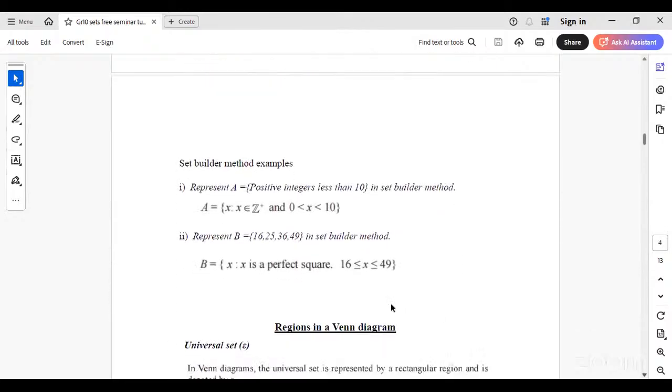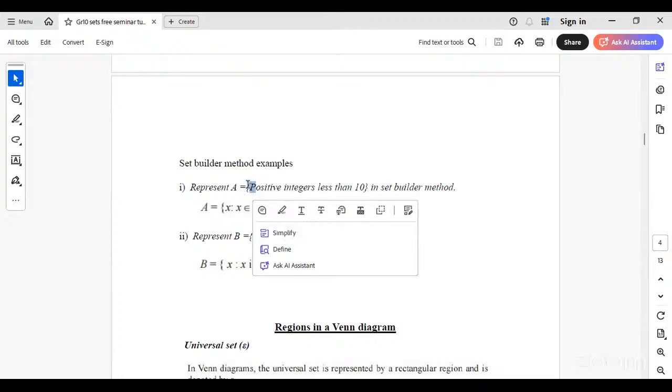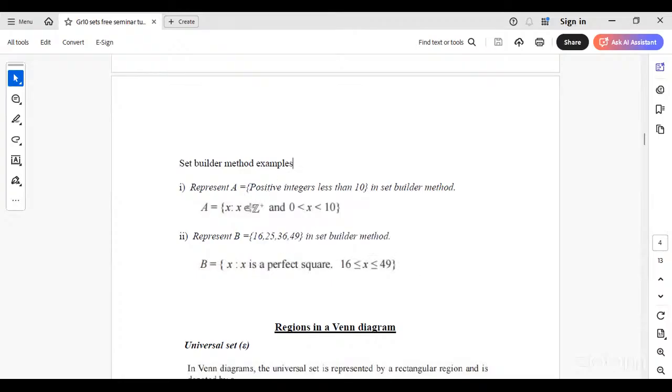Set builder method examples. Number 1: represent A equals the positive integers less than 10 in set builder method. So we have to write the positive integers which are less than 10. We have a symbol for positive integers, that is Z plus, and it should be less than 10. So how do you write that in set builder method?